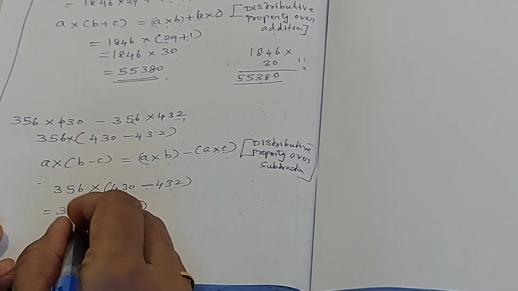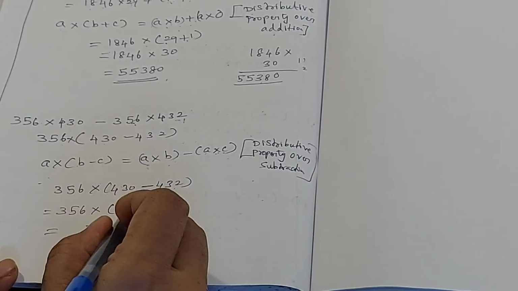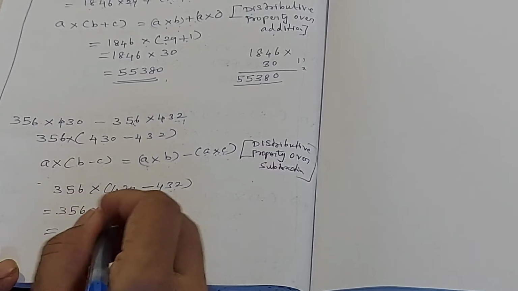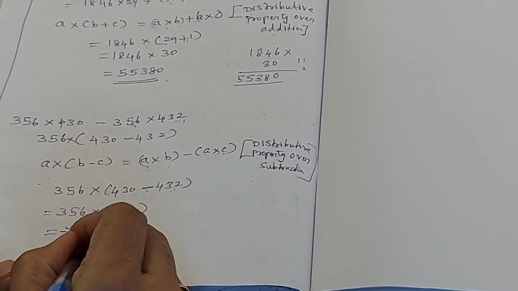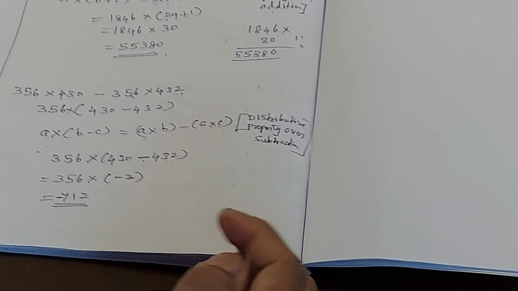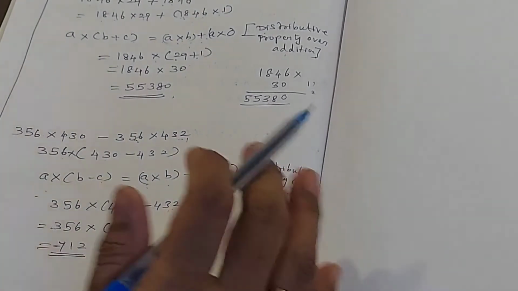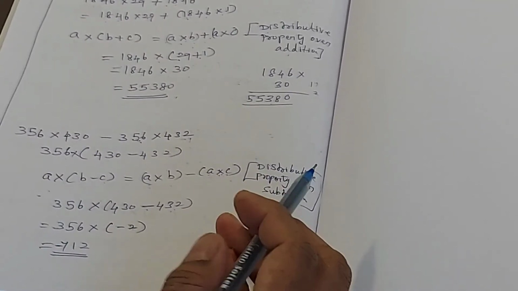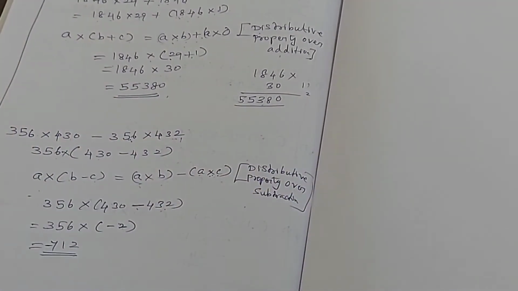So 356 into 2. So 6 2s are 12, carry over 1, 5 2s are 10, 10 plus 1 is 11, and 3 2s are 6, 6 plus 1 is 7. So our answer is minus 712. Do you understand, children, how we have to do this problem using the properties? That is why we have studied the properties before using these exercise problems. Okay, children. Next we will see the third subdivision.